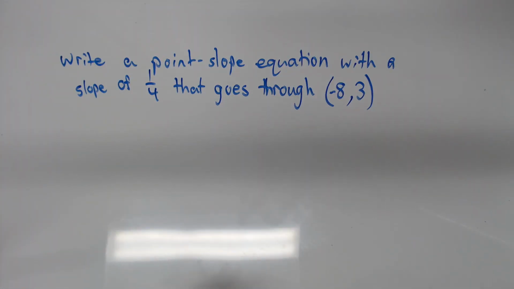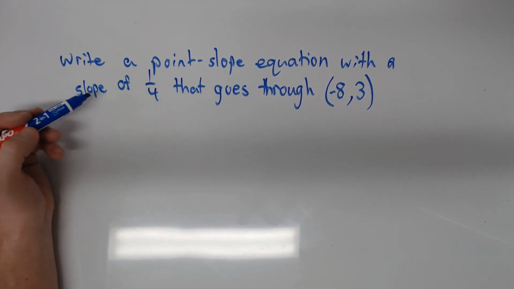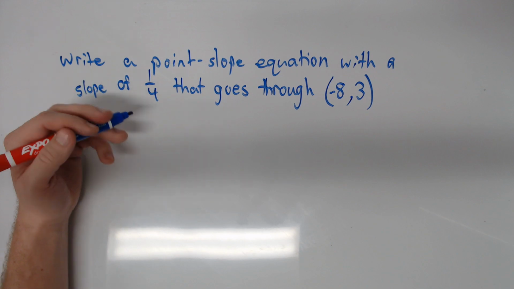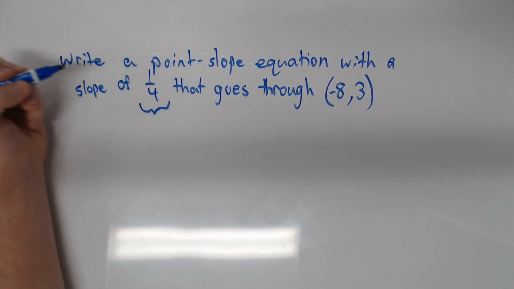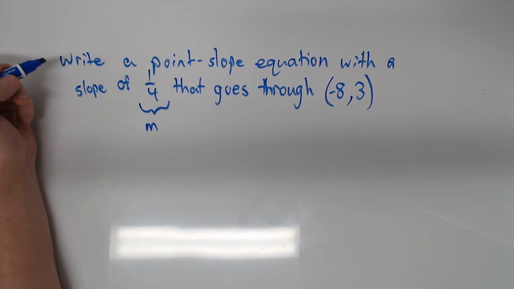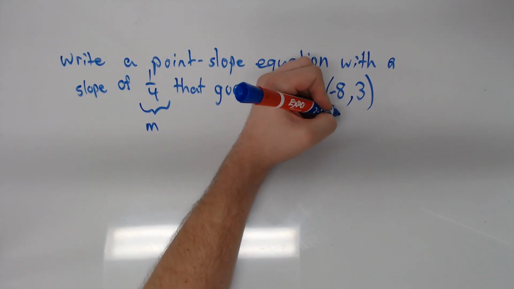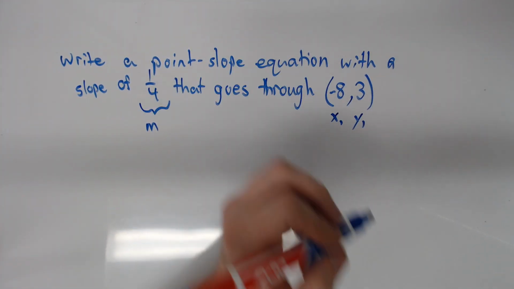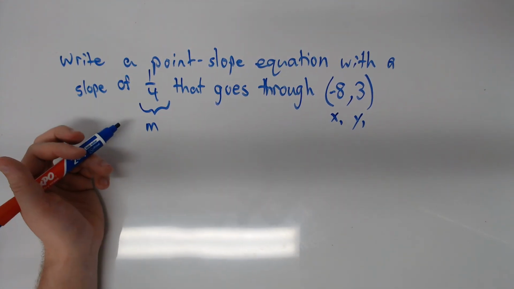Here's a very typical problem for this type of equation. Write a point-slope equation with a slope of 1/4 that goes through some point. For us, it's -8, 3. This tells us this is our slope, so that should immediately say m to you. Slope's always going to mean m for linear equations. And here's a point. It's got an x value and a y value that we're going to call x sub 1 and y sub 1.